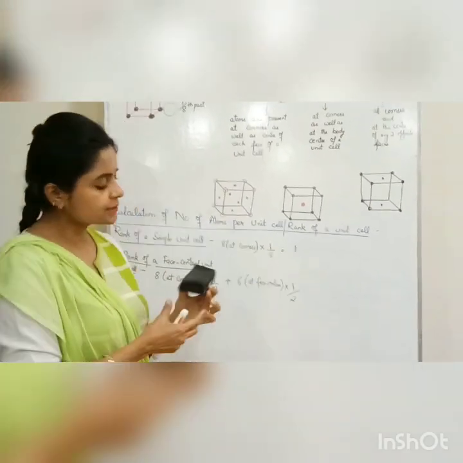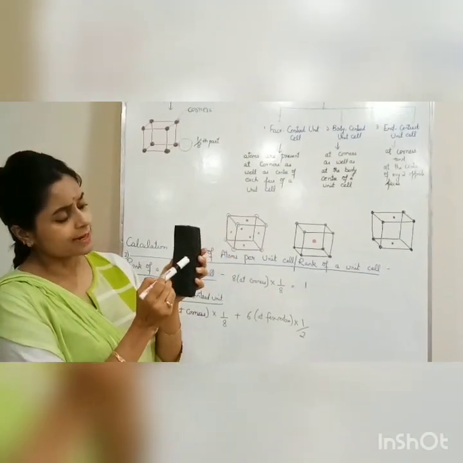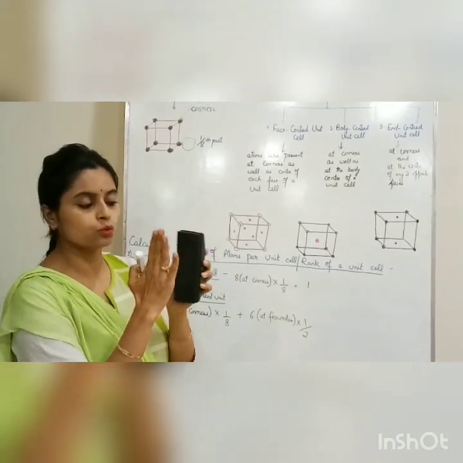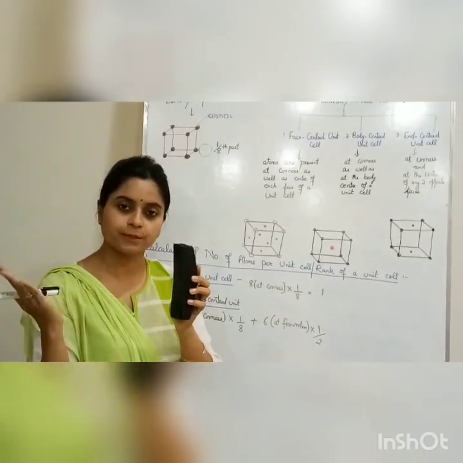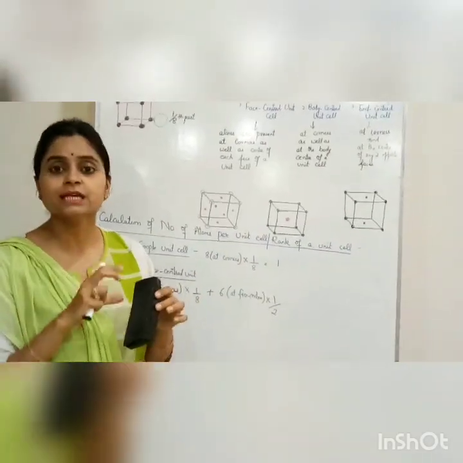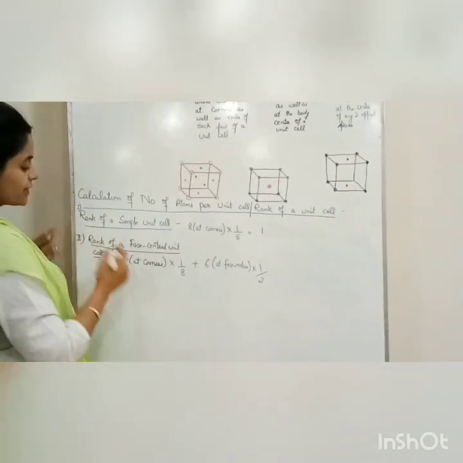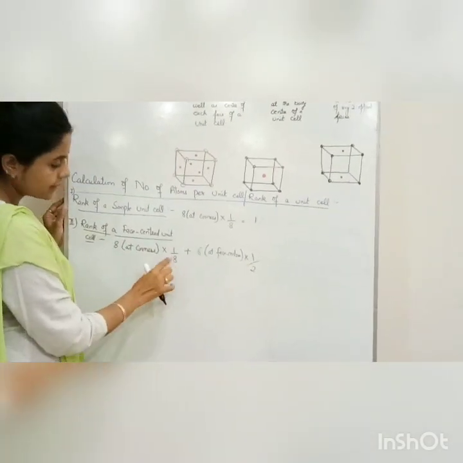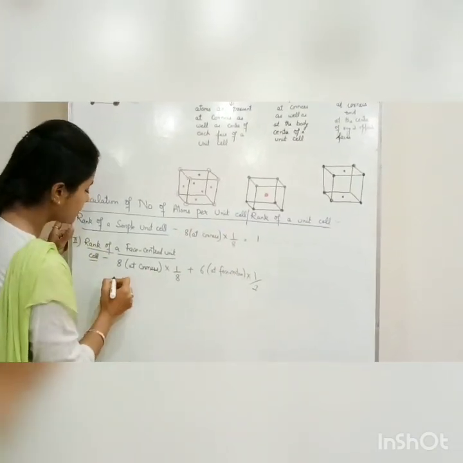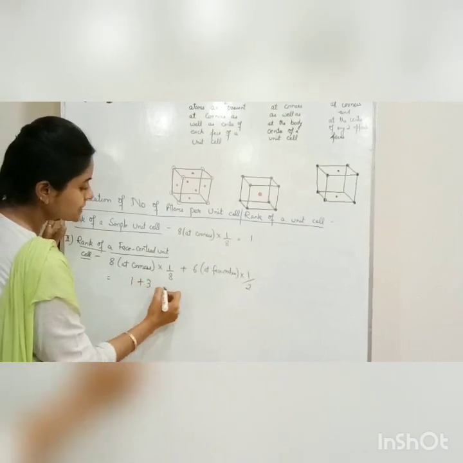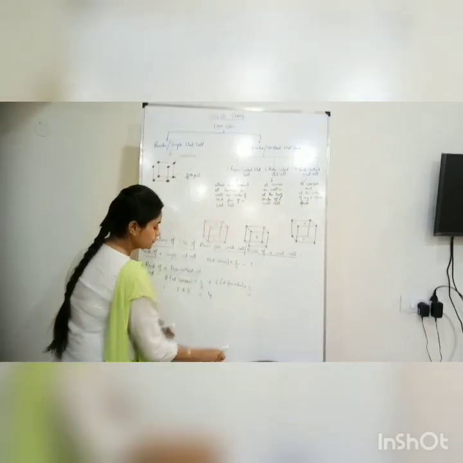You can also observe this with the help of this duster. If we have in the center one ball between 2 dusters, then half ball is shared by this duster and half ball is shared by this duster. As a result, each atom has a contribution of 1 by 2. So rank of a face-centered unit cell is 8 at corners into its contribution and 6 at face centers into its contribution, and this comes out to be 1 plus 3, that is 4. So rank of a face-centered unit cell is 4.